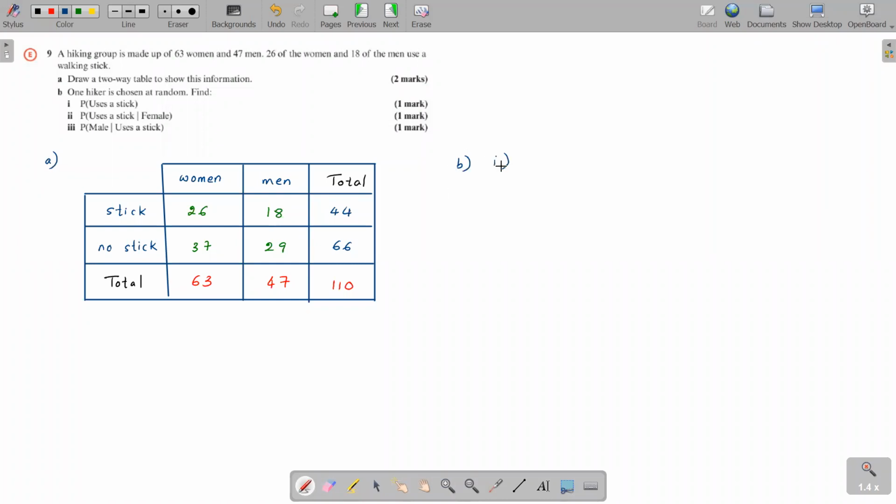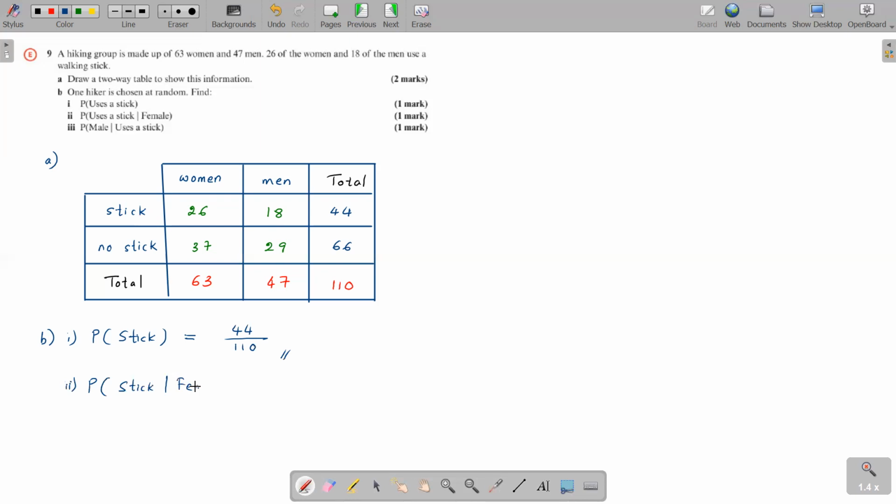Roman number 1. One hiker is chosen at random. Find the probability of using a stick. Guys, what's the probability of using a stick? So we can see here, now here there's no conditioning. So which means the entire population is considered here, the entire group. So here, when it comes to the stick, how many people use a stick? There are 44 who use a stick out of 110.